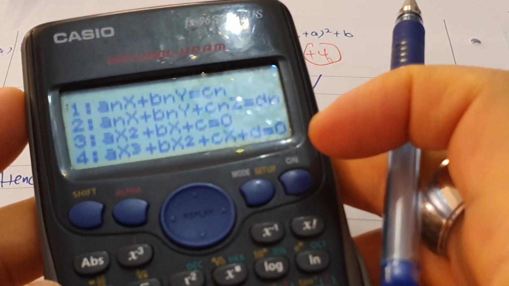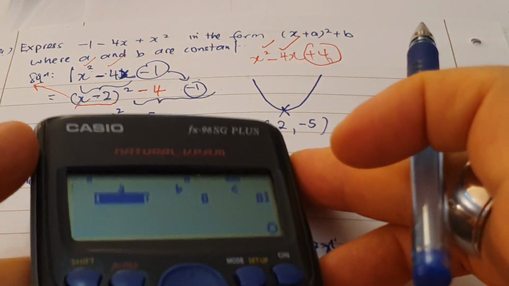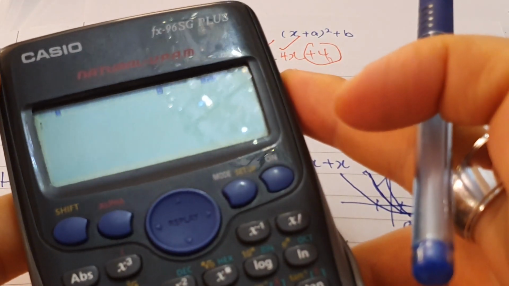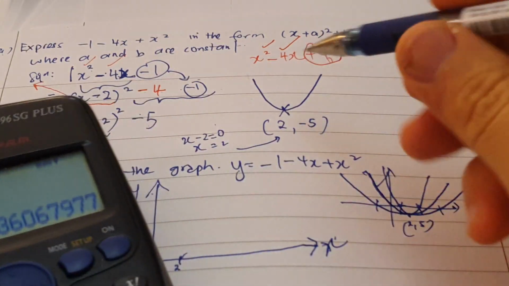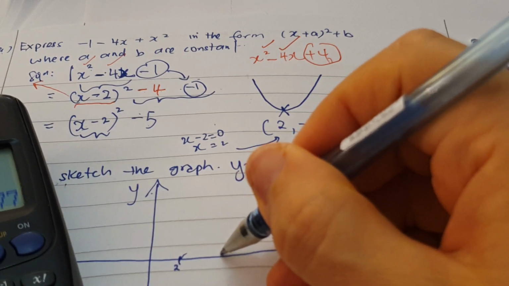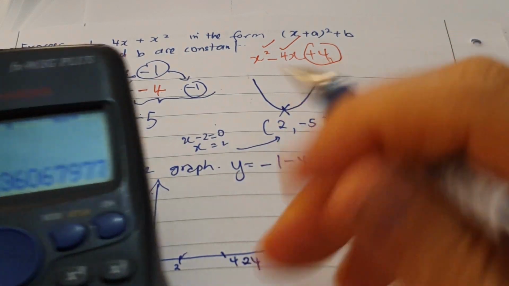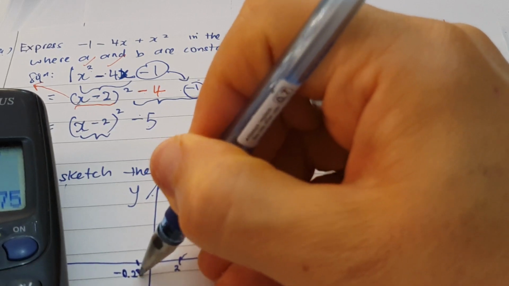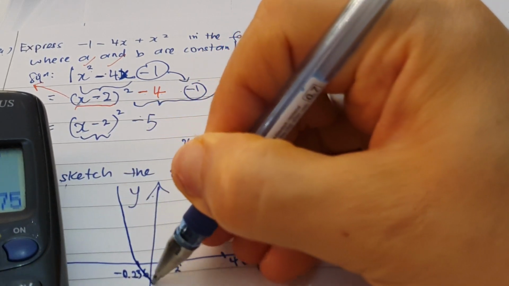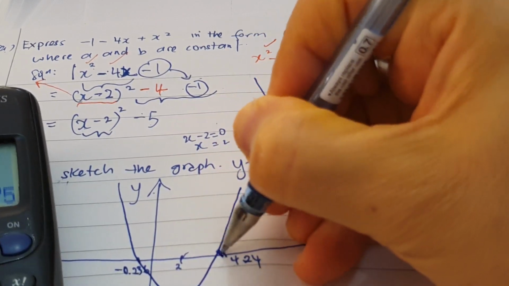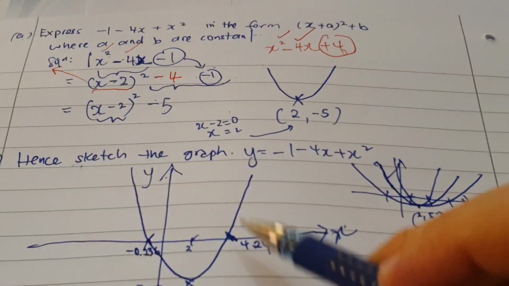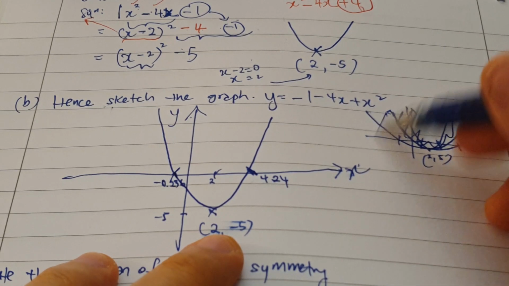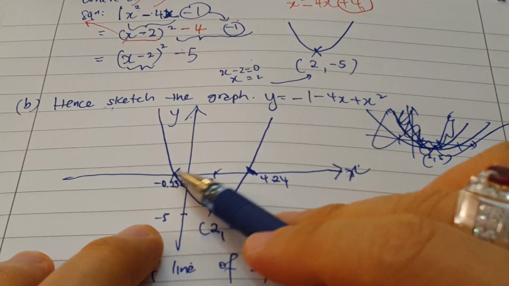So you press 1, minus 4, minus 1, and that will give you 4.24. So it means that there is a 4.24 to 3SF, and there is a minus 0.236. That means there's a negative value, minus 0.236 to 3SF. Then you draw this, cutting here. So that's how your graph looks like. So that is how you know that actually it is this graph and not the other two. That's why it's important to label your x-intercept.